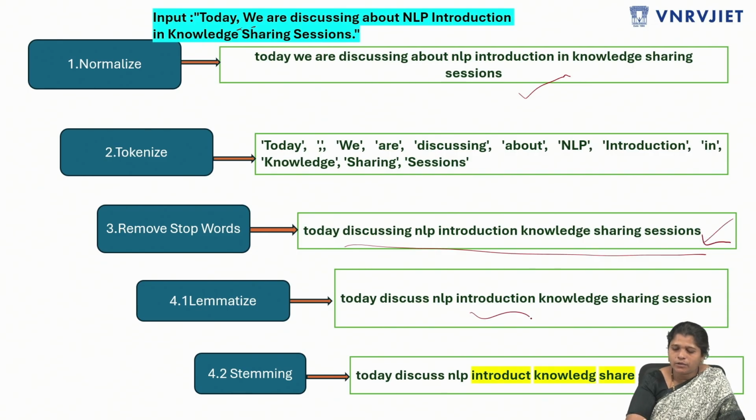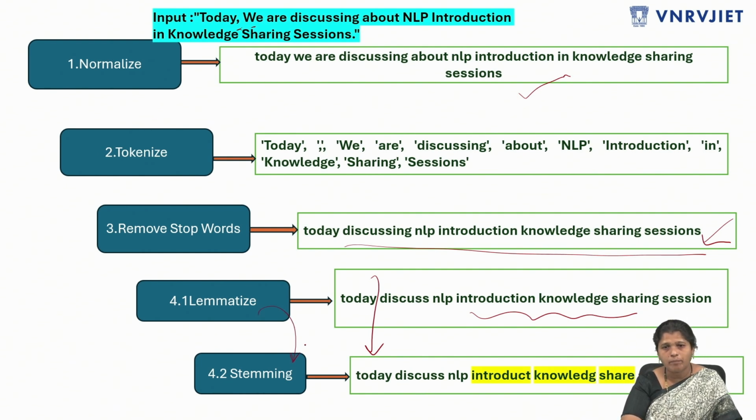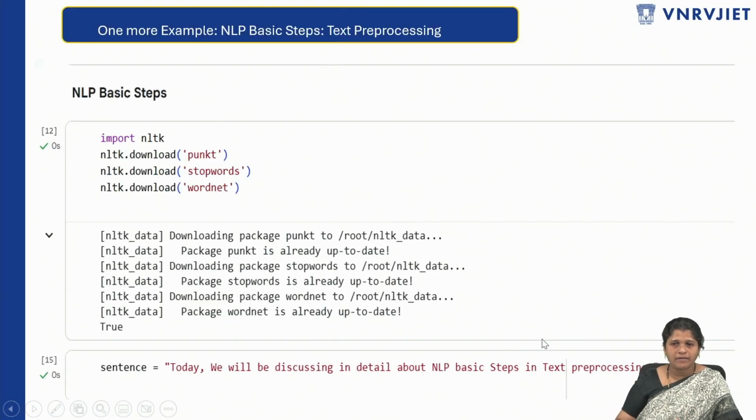With lemmatization, which I have mentioned is a better form compared to stemming, for some words there may not be much difference between stemming and lemmatization. Here we could see "discussing" has become "discuss" in both. But for these other words, there was a big difference between stemming and lemmatization. So in today's session, we have seen the basic steps to perform NLP pre-processing.